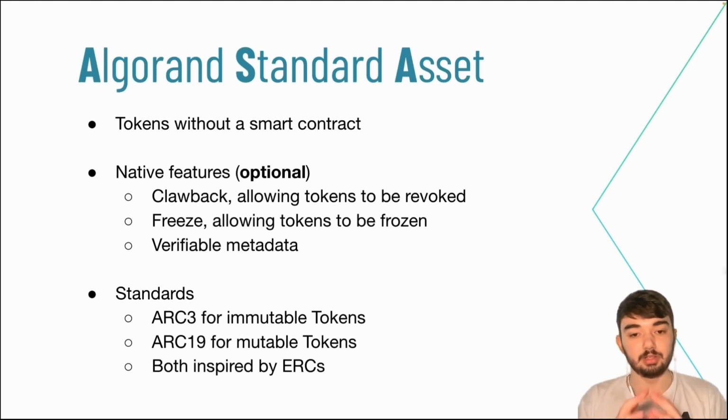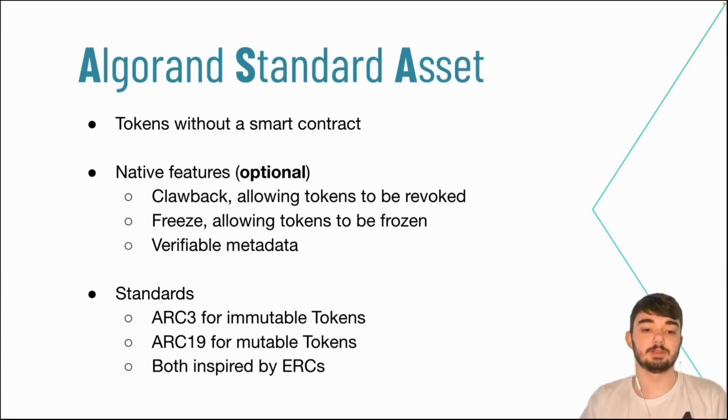Now, we aren't going to be going into all of these features in this introduction course, but I wanted to mention that just because we aren't using smart contracts doesn't mean we don't have these advanced features. And these features in particular are essential for regulated assets. For example, USDC cannot be deployed on a chain if the asset cannot be frozen. And this is natively supported by Algorand standard assets.